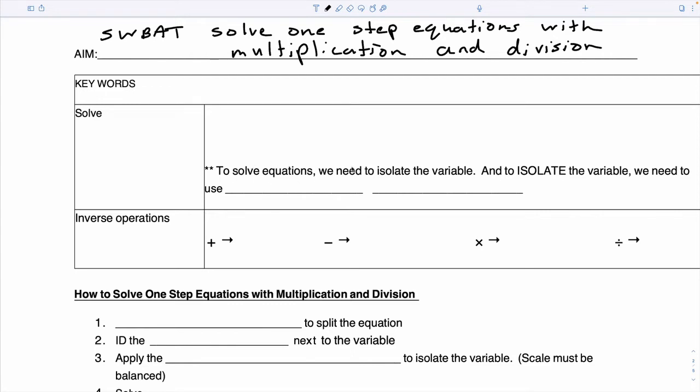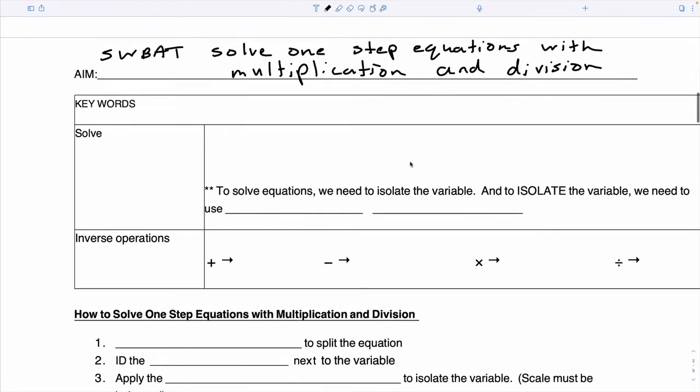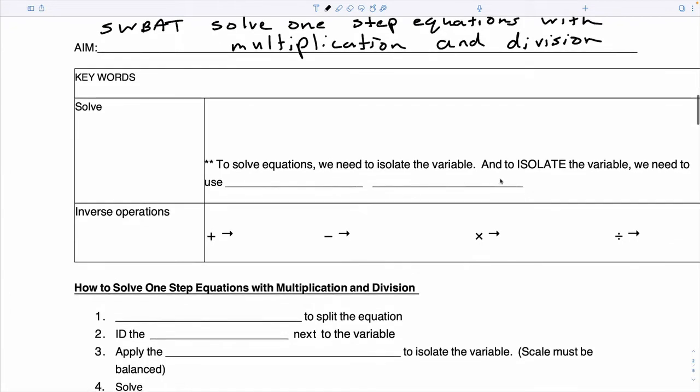So to solve equations, we need to do a few things. We need to isolate the variable, which is the goal. And to isolate the variable, we use the inverse operation. So we do the opposite of what it's telling us to do. If you see something added, you subtract it. If you see something subtracting, you add it. If you see something multiplying it, you would divide, and vice versa.